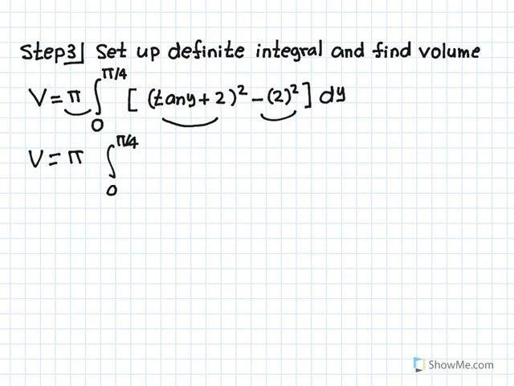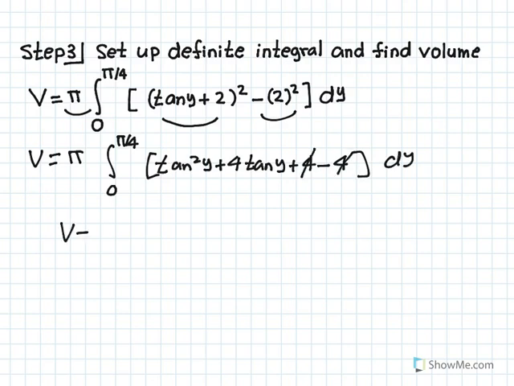Let's FOIL out tan y plus 2. So we get tan squared y, squaring tan y plus 2, tan squared y, plus 2 times tan y times 2, so we just get 4 tan y, plus 2 squared, that's just 4, minus 2 squared, that's 4. And if we simplify, 4 and 4 cancel out, 4 minus 4. So volume is equal to pi integral from 0 to pi over 4 of tan squared y plus 4 tan y.